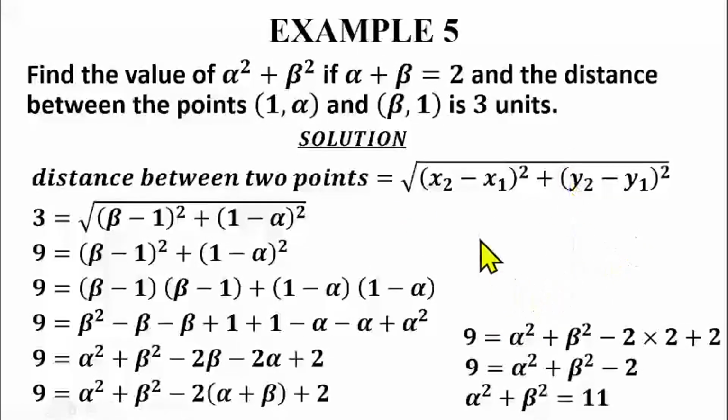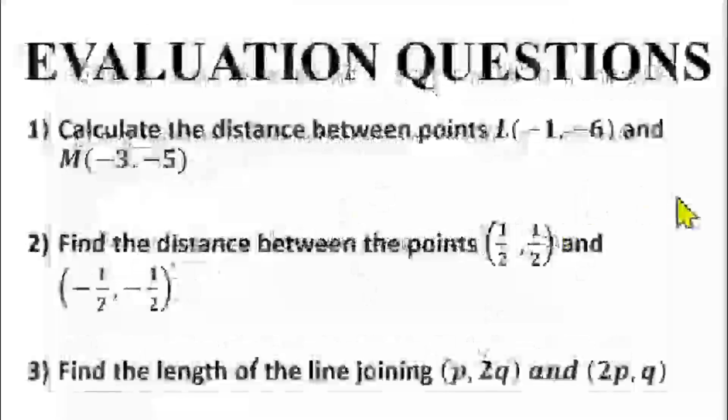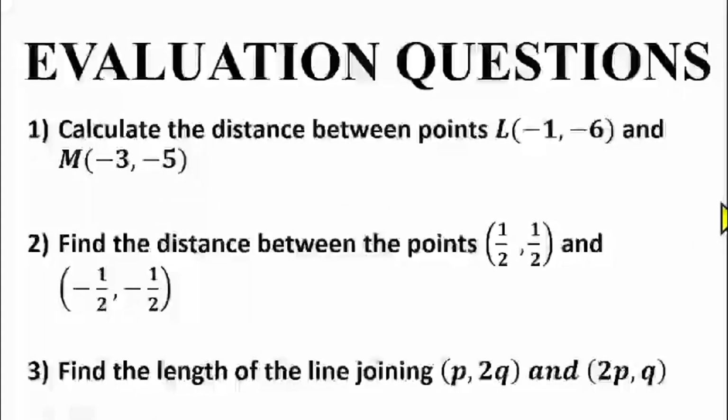So this is a JAMB question also, and it could also be a further mathematics question. Which I believe you also understand how we solve this using the distance between 2 points, given their coordinates. Now, if you understood what we have done so far under distance between 2 points, I want you to attempt these questions. You have to calculate the distance between L and M, the distance between this and this, and find the length of the line joining this and this. I want you to drop the answer in the comment section of this video, and I will relate to that.